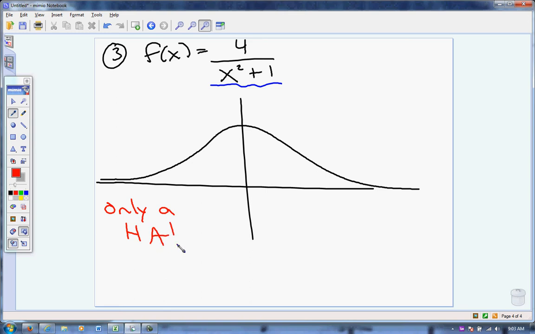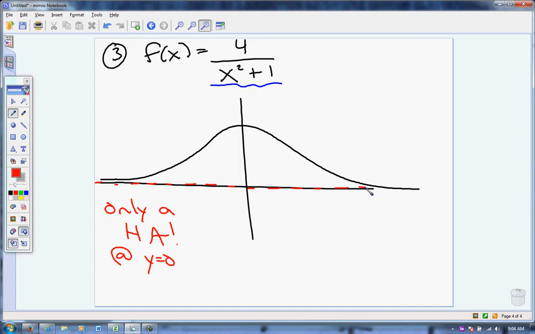Only a HA at y equals 0. And we usually indicate those with a dashed line. All right, so it's possible for it to only have a horizontal asymptote. So just keep that in mind.